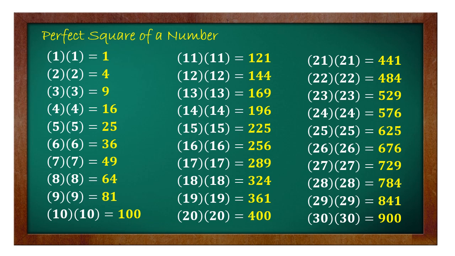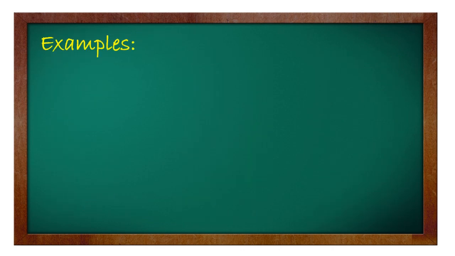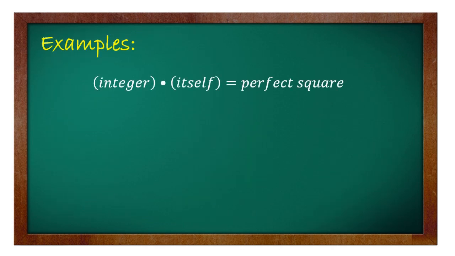Okay, so we have 1 times 1 is 1, 2 times 2 is 4, 3 times 3 is 9, 4 times 4 is 16, and so on. Okay? So, let's have an example. So, sabi natin, perfect square is a product of an integer multiplied by itself. So, let's say 3 times 3 is equal to 9. So, yung integer natin, yung 3, so pag minultiply mo sa sarili niya, so 3 times 3, yung product is 9. So, yung 9, ang tawag natin sa kanya ay perfect square number.